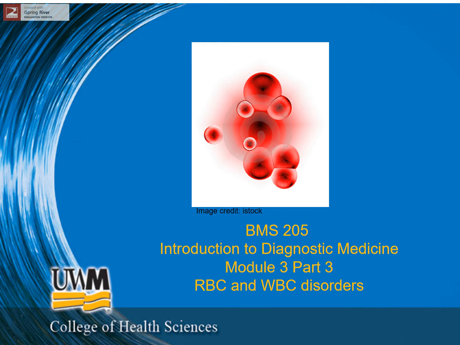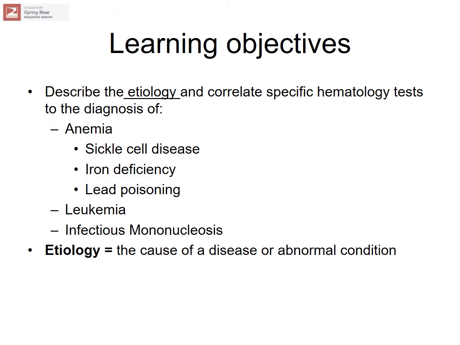In Module 3, Part 3 of Introduction to Diagnostic Medicine, we'll investigate some of the disorders related to red blood cells and white blood cells. Your learning objectives include describing the etiology, which means the cause of the disease or abnormal condition, and correlating specific hematology tests in diagnosing a small number of diseases affecting the red blood cells and white blood cells. These include anemia, sickle cell disease, iron deficiency and lead poisoning, leukemia, and infectious mononucleosis.